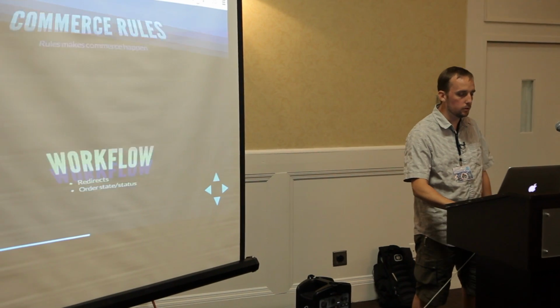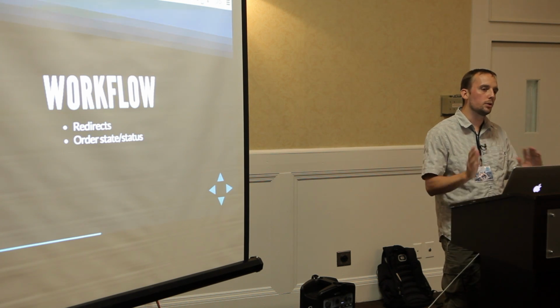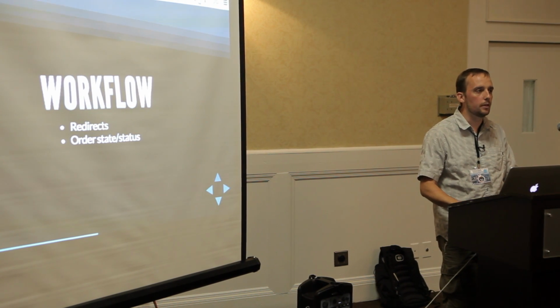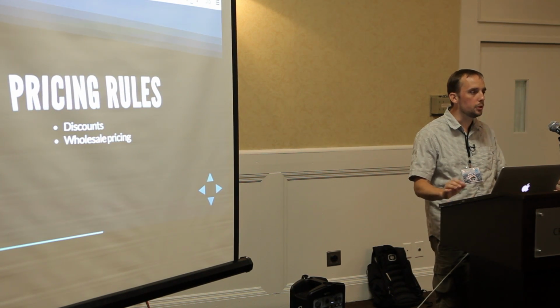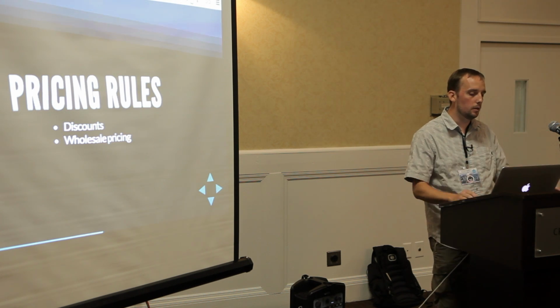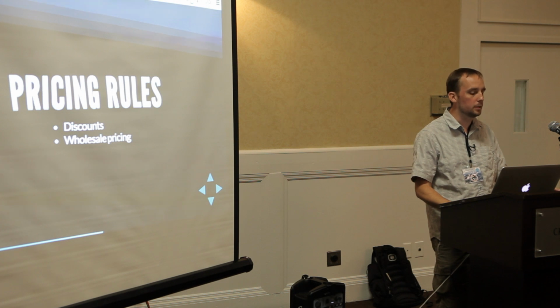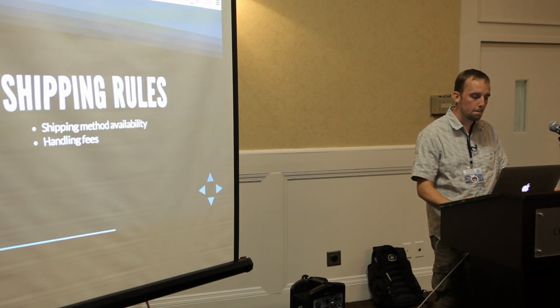So of those examples, like I mentioned, redirects, you can set order state status based on different things that happen in the checkout process. Pricing rules, you can give discounts based on, like, a role or some other metadata in your structure that you want to adjust the price of a product for a particular user, or if you want to award wholesale pricing.